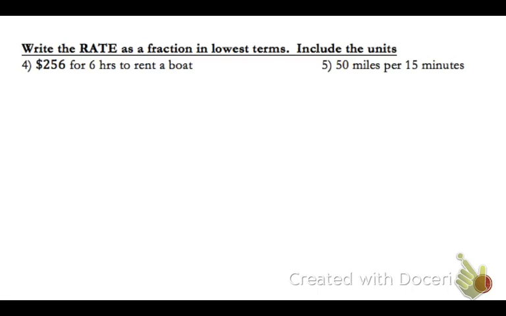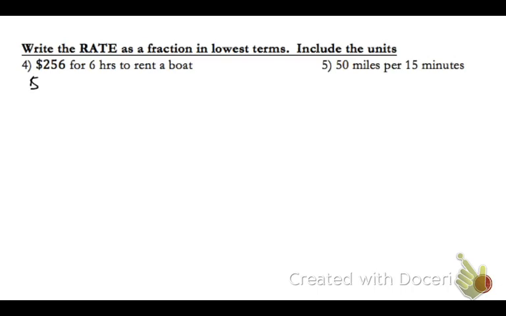Now we're going to move to rates. So remember, with your definitions, you can look back up at that definition. Your rate compares two numbers with different units. So number 4, we've got $256 for 6 hours to rent a boat.